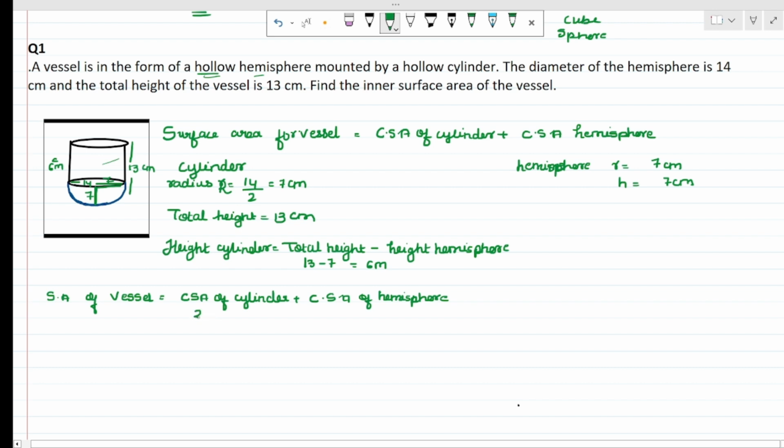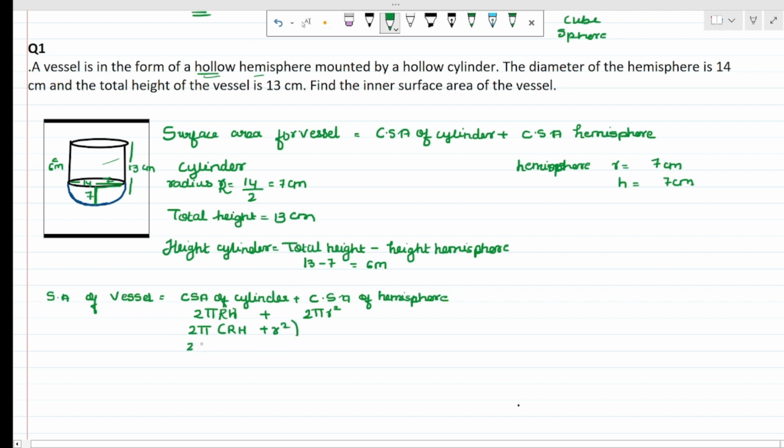The formula of cylinder is 2 pi R h. We have denoted the cylinder radius with capital R. So write 2 pi R h plus, what is the curved surface area of hemisphere? It's 2 pi r square. Now what is common? 2 pi is common. So take out 2 pi as common. What I am left with is capital R times h plus r square.